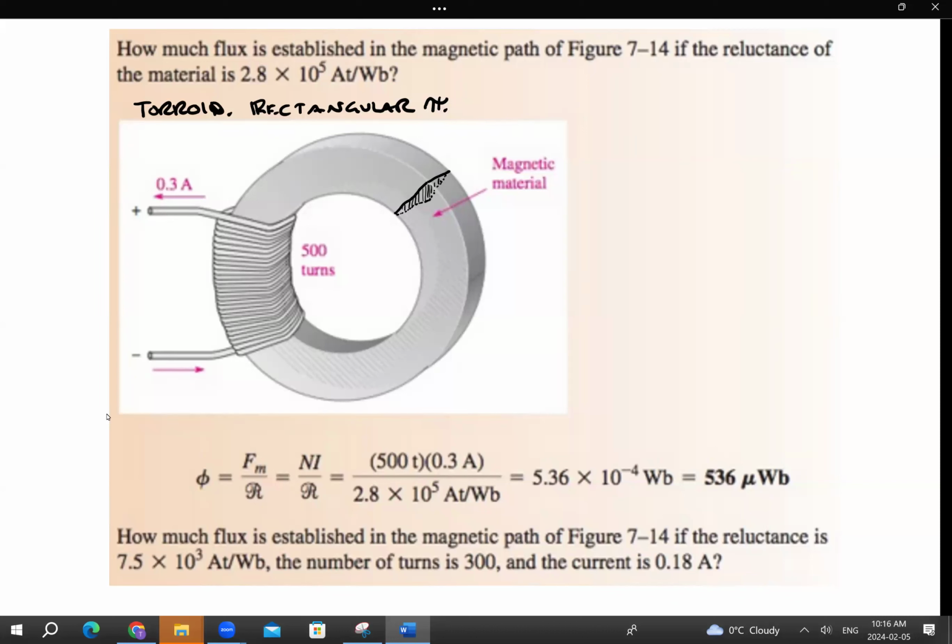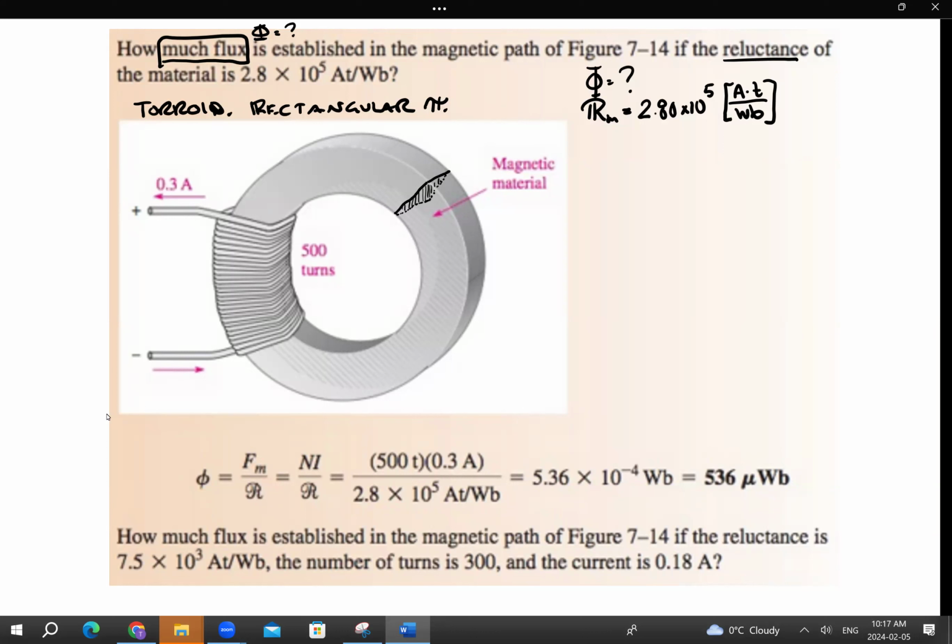In this question, it's asking how much flux. So flux is our question mark. Find the flux established in the magnetic path of this figure if the reluctance of the material is given. So given reluctance is equal to 2.80 times 10 to the 5. His reluctance are pretty big numbers. Amp turns per Weber. And we don't have to keep the T for turns. It's not an official SI unit, but it is nice to use, especially in this problem.